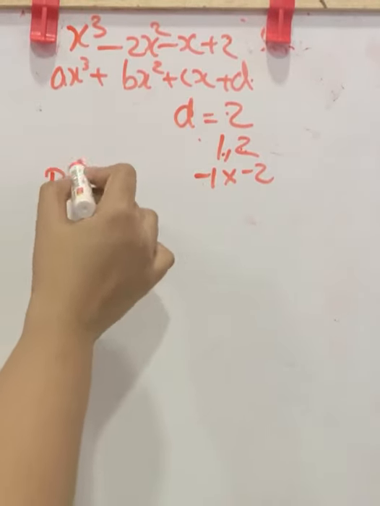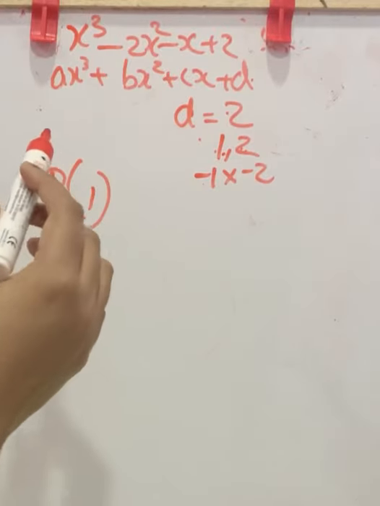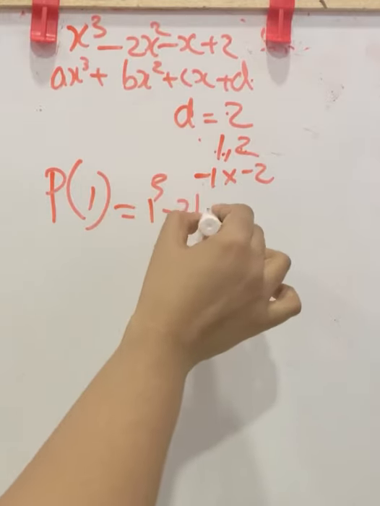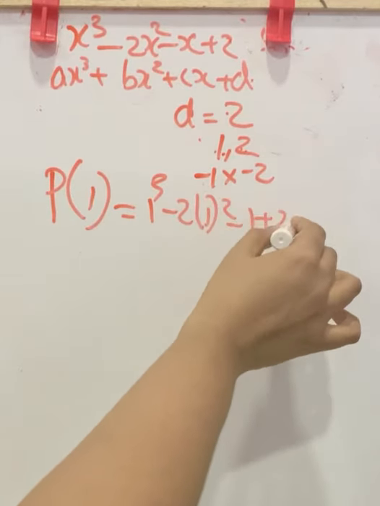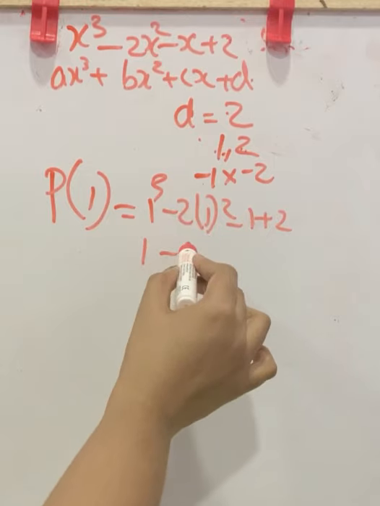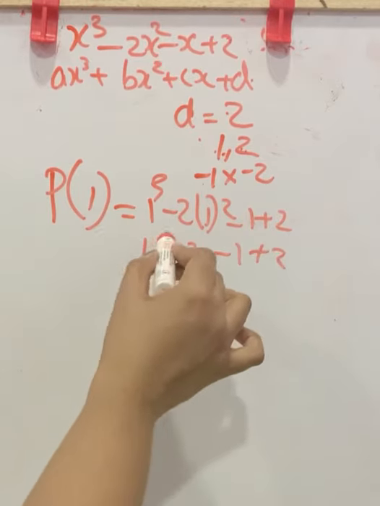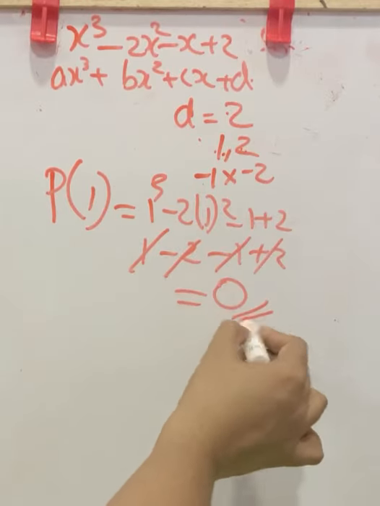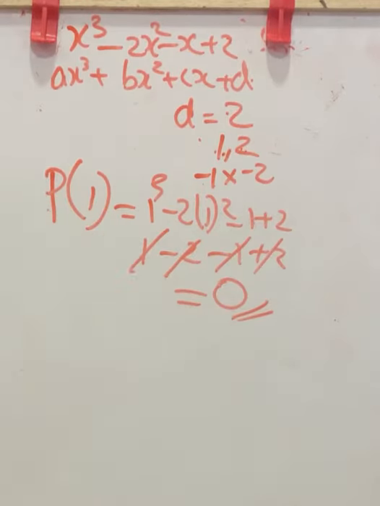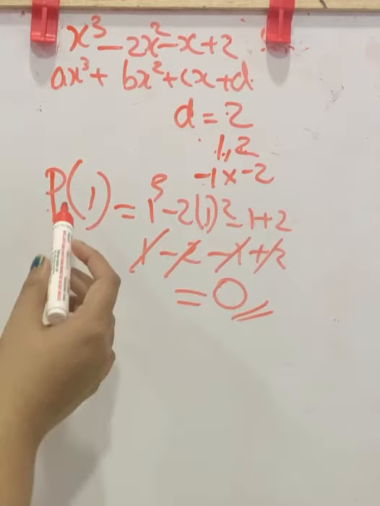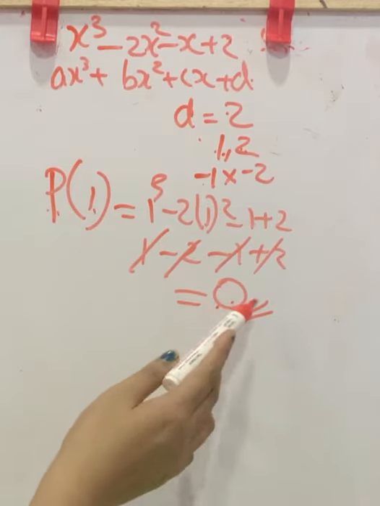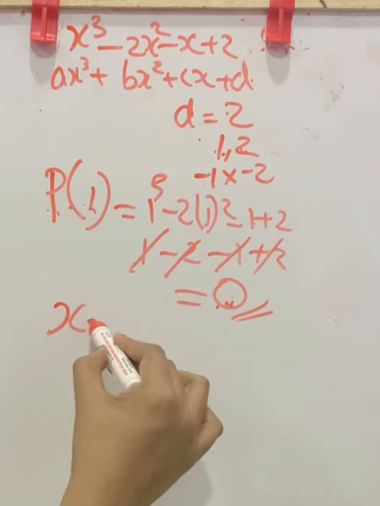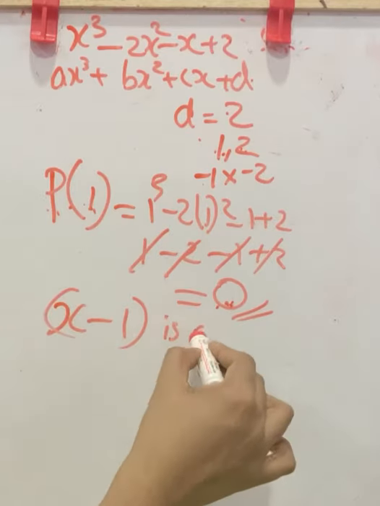That is P of 1. Then we will check 1 cube minus 2 into 1 square minus 1 plus 2. 1 cube is 1. Here it becomes minus 2 minus 1 plus 2. Yes, these are additive inverses, and these are also additive inverses. The result is 0. We got P of 1 is equal to 0. Then directly we can say if P of 1 is 0, that is, the remainder is 0, then we can write x minus 1 is a factor.